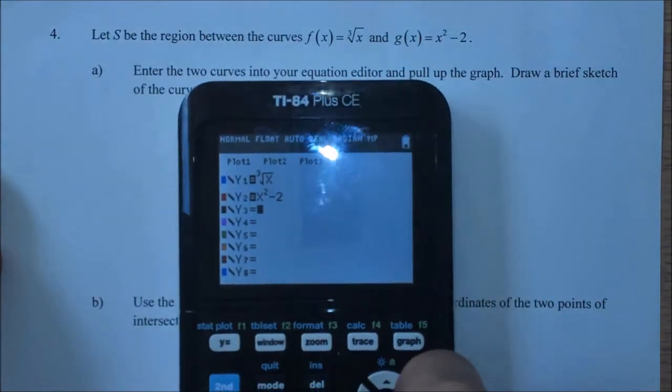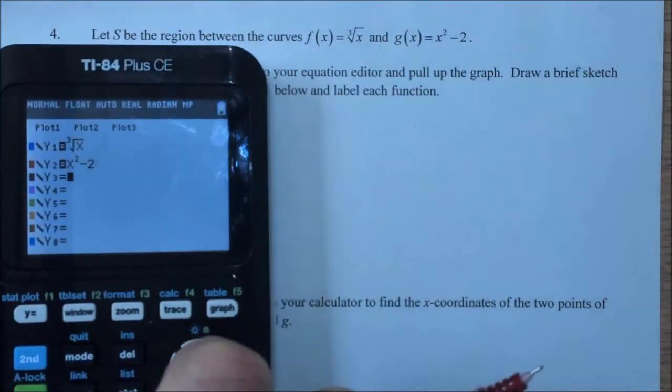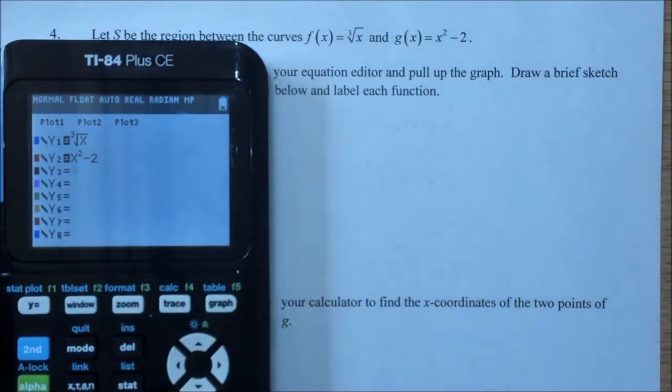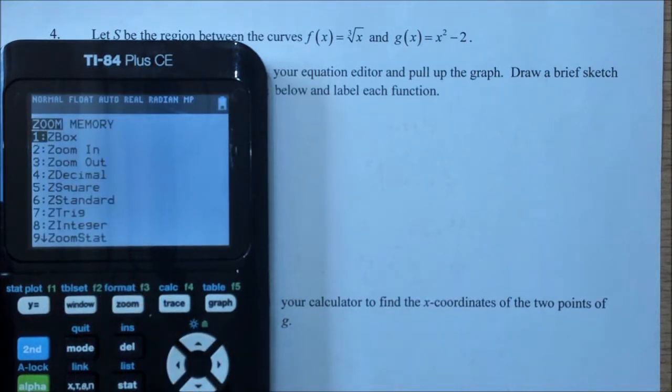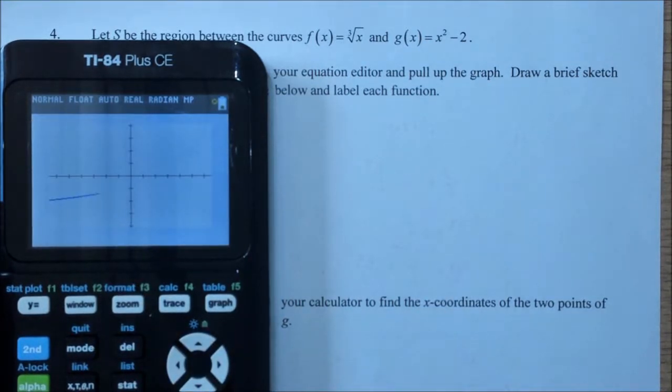All right, so we're going to get our calculator. Let me get it off so the light's not shining on it. There we go. So there's our two functions. And if I'm going to start with a zoom 4, it's a nice one to start with. Zoom 4 gives us this curve. There is our cube root of x. And here is our x squared minus 2.